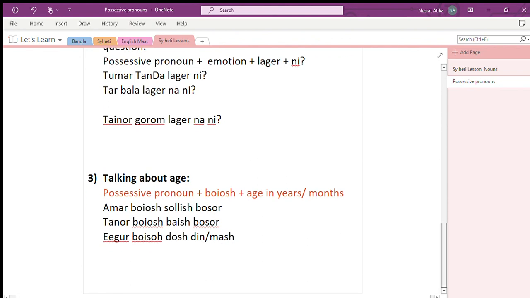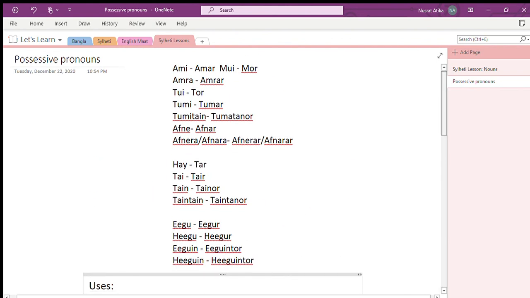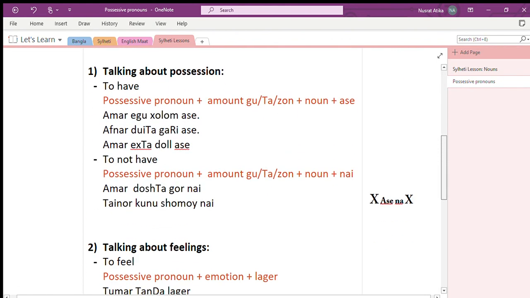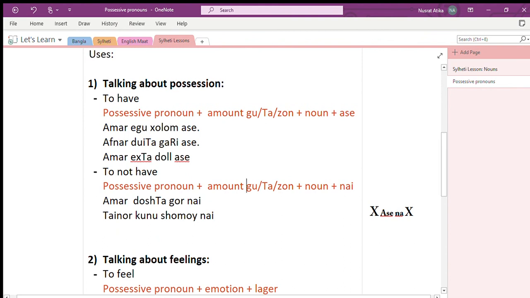I hope this is helpful, and again, if you have any questions, feel free to comment below. Most important thing to remember, I guess, don't use asana to talk about not having anything. Use nai. I'm gonna bold this.